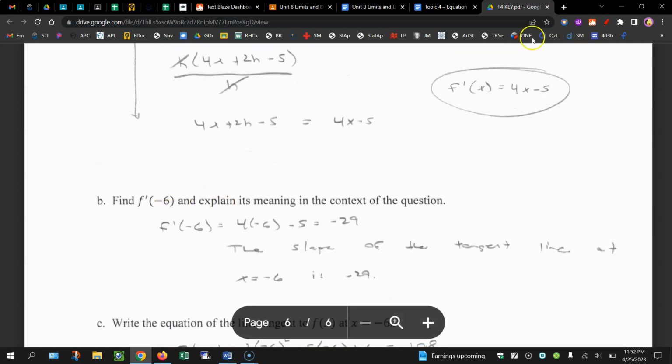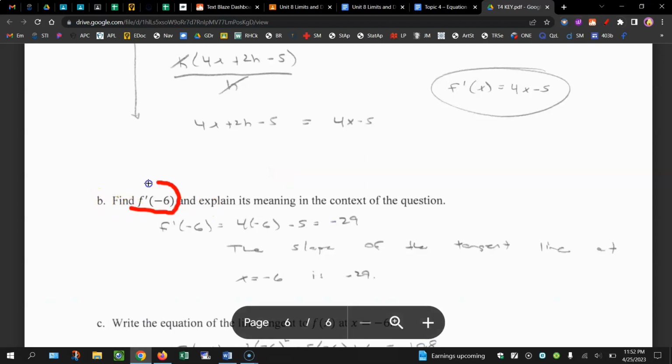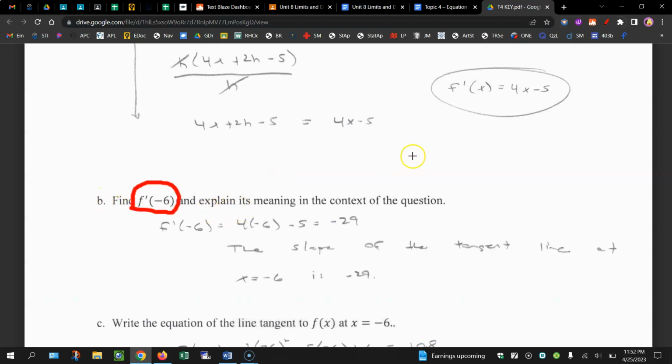So they want to now know what is the value of the derivative at -6. So substitute -6 in here for x. So 4 times -6 minus the 5 is -29. The slope of the tangent line at x is -6 is -29.